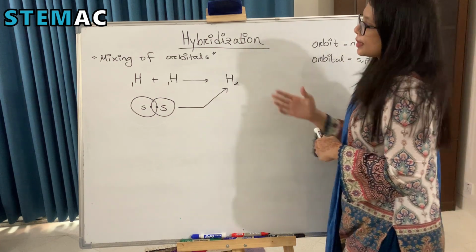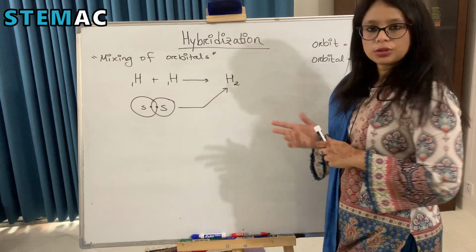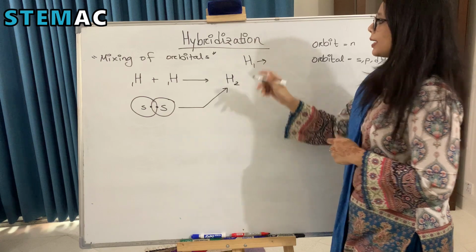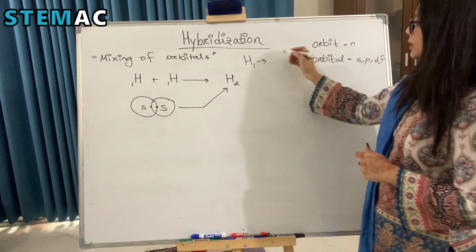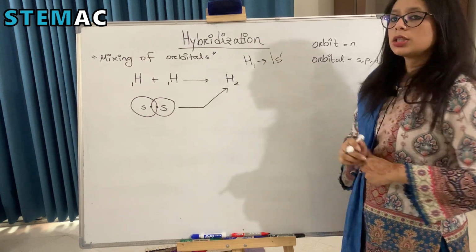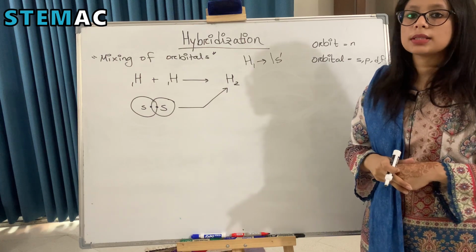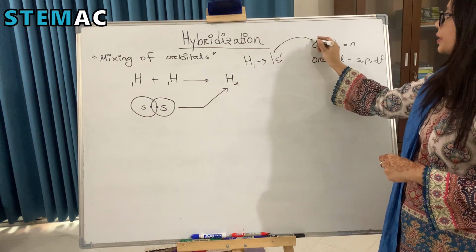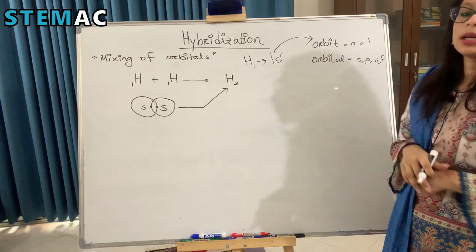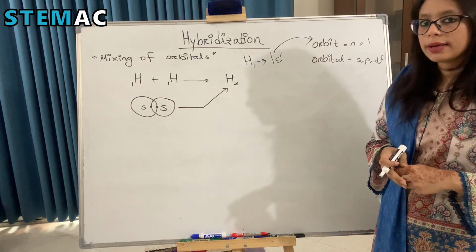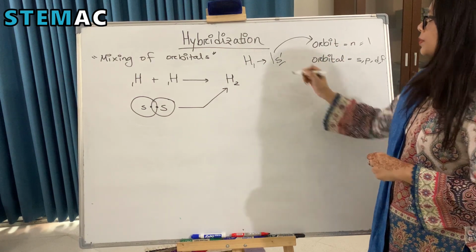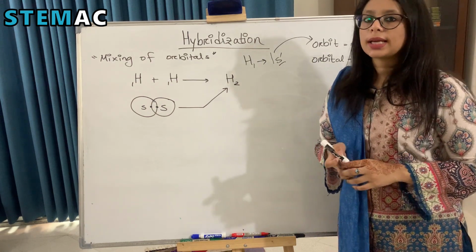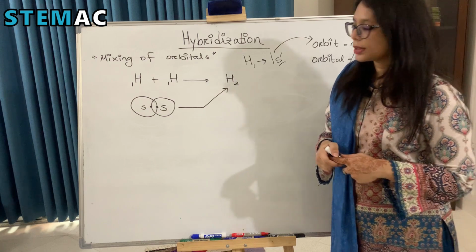So we take a simple example of hydrogen. Hydrogen has one electron. If we want to write the electronic configuration of hydrogen, this is how it would look. It has only one electron in its 1s orbital. Here the principal quantum number is 1, so it's in the first energy level, and the orbital is s, which has one electron. And we know that each orbital can have a maximum of 2 electrons.